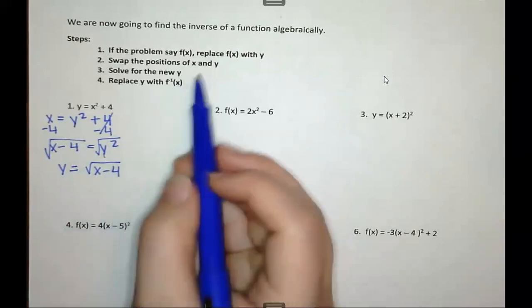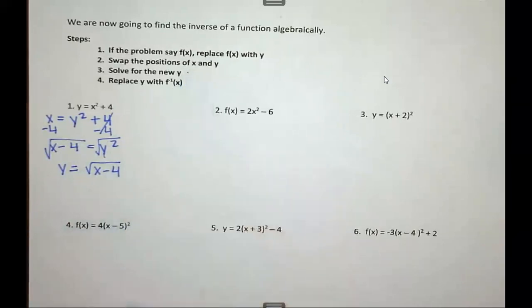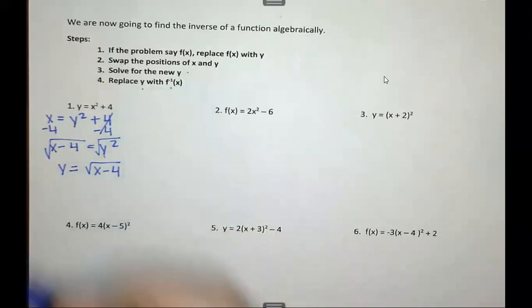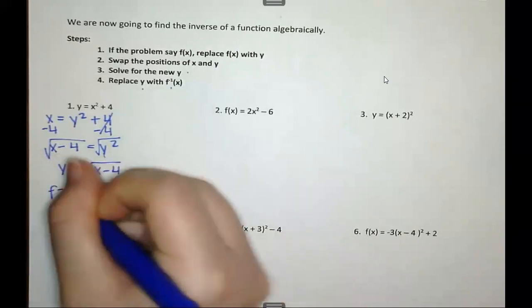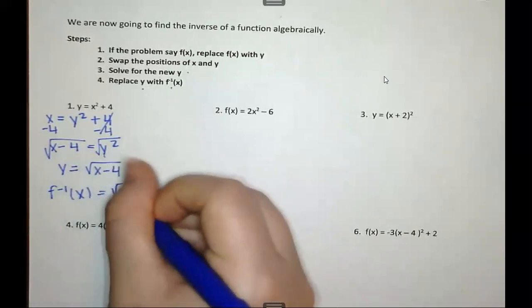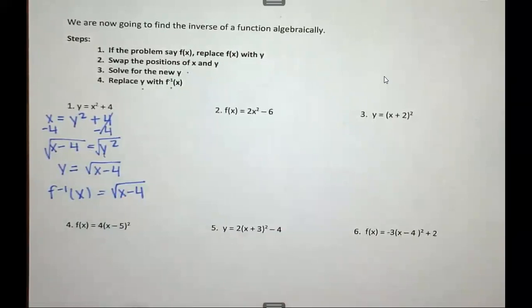So we have now solved for y. Our last step, it says, is that we need to replace y with f inverse of x. So f inverse of x instead of y equals the square root of x minus 4. And there's our answer.